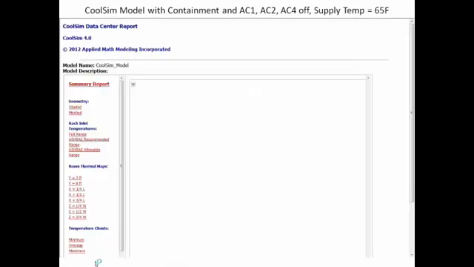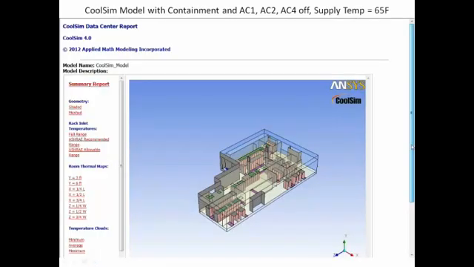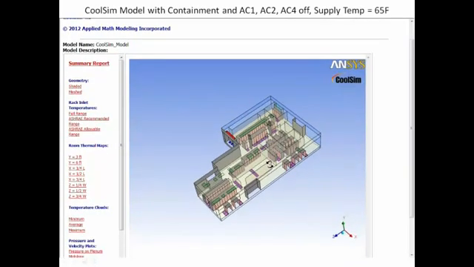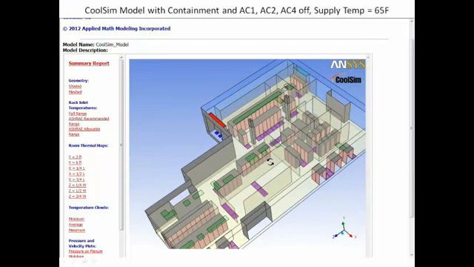Okay. Now, what we did here, I took one more step in this model. I'm now down to one crack unit like I was before, but I've increased the supply temperature by 10 degrees, to 65 degrees Fahrenheit. And this is what we do.